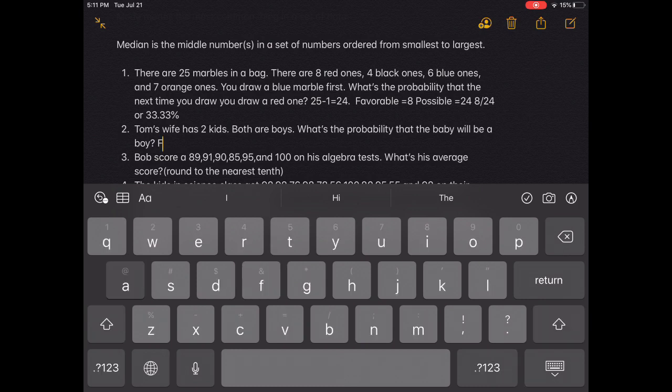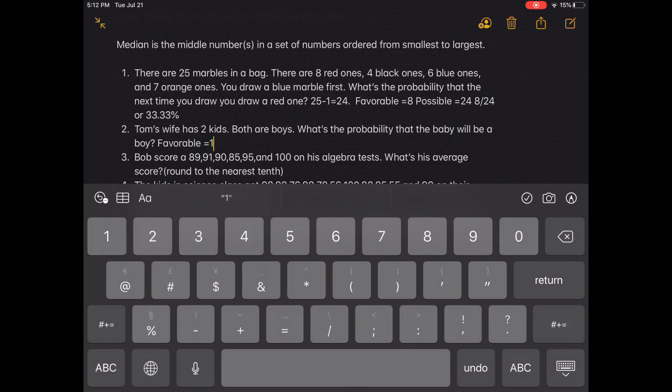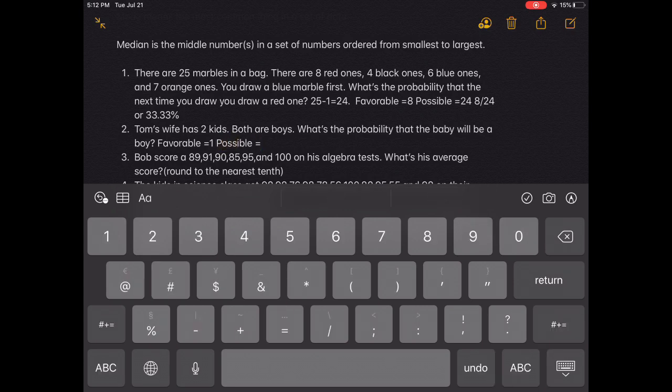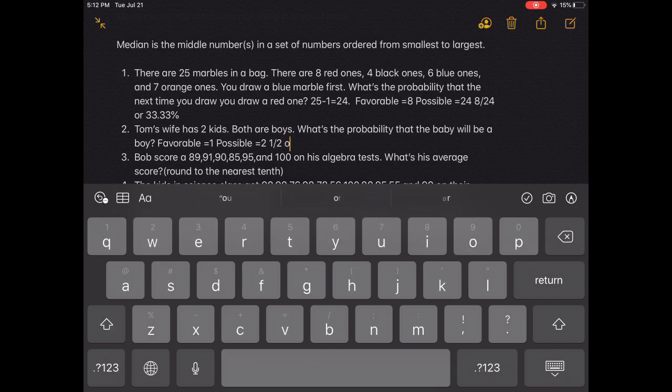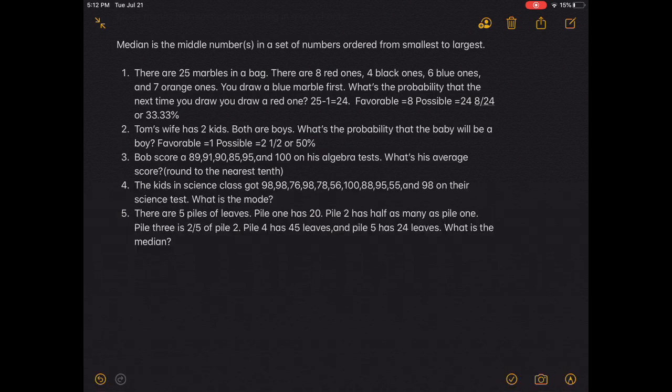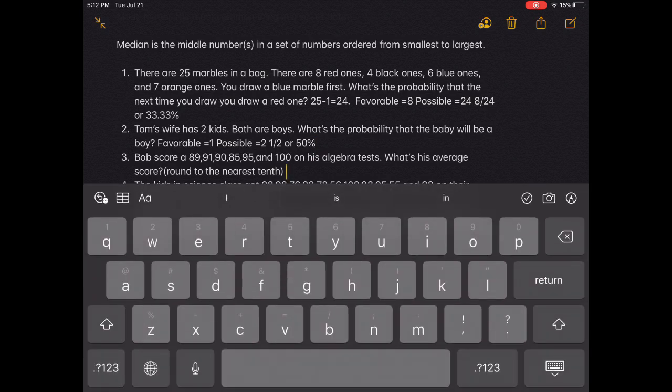So in number 2, you learned that there's a dependent probability and an independent probability. So the first one was a dependent probability because you drew a blue marble and that stuff. So this one's an independent probability because the data at the beginning doesn't matter. It doesn't matter, don't worry about it. So the favorable outcomes is 1 and the possible is 2 because there are 2 genders. So the answer is 1 over 2, 1 out of 2, or 50%.